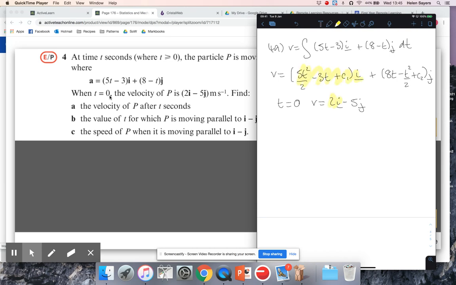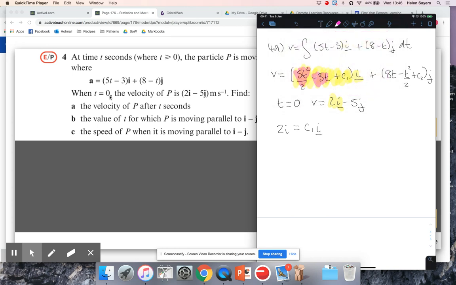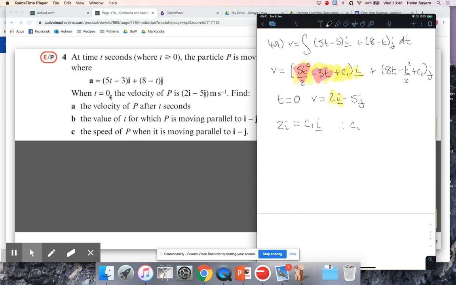So there's my i vector. So when t is 0, the i velocity should equal 2i. And if I sub 0 into this, I just end up with that c, because that will be 0 and that will be 0. Okay, so the constant c1 is 2.